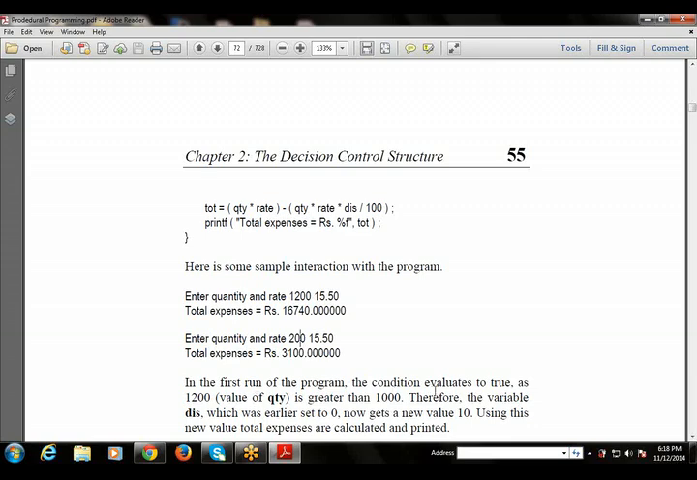In the first run of the program, the condition evaluates to true. But why is the condition true? Because the quantity is 1200, and 1200 is greater than 1000. As I told you, if the quantity is greater than 1000, then give the discount of 10. Otherwise, it does not give the discount. Therefore, the variable discount, which was earlier set to 0, now gets a new value, that is 10. So this is the example that shows how quantity will be used.